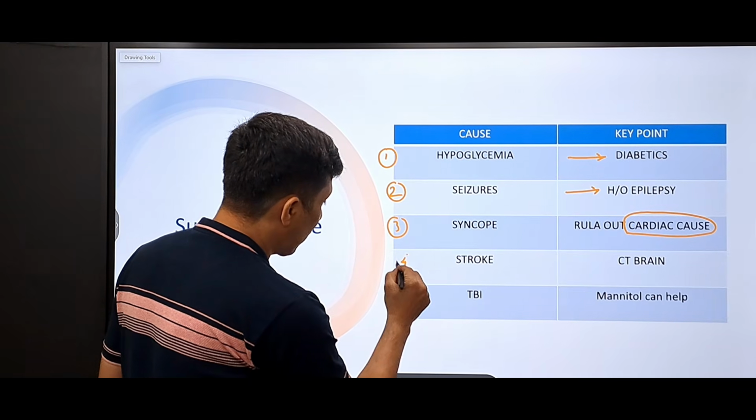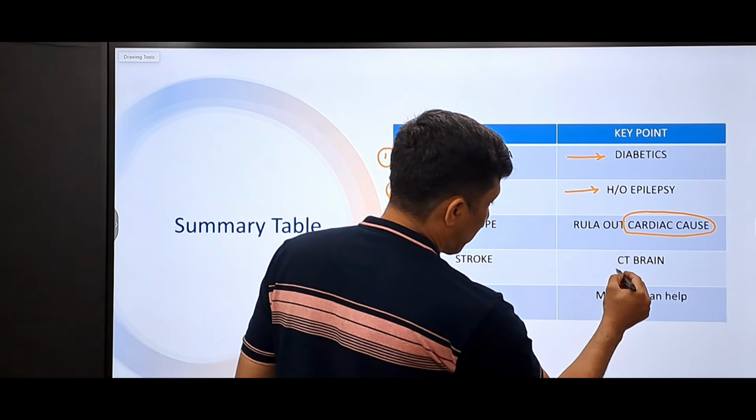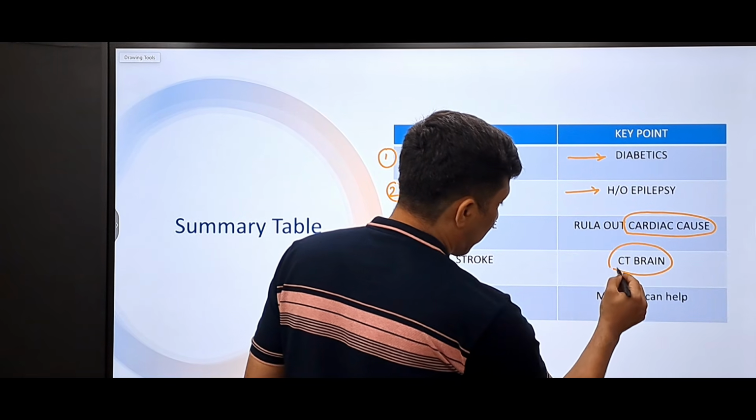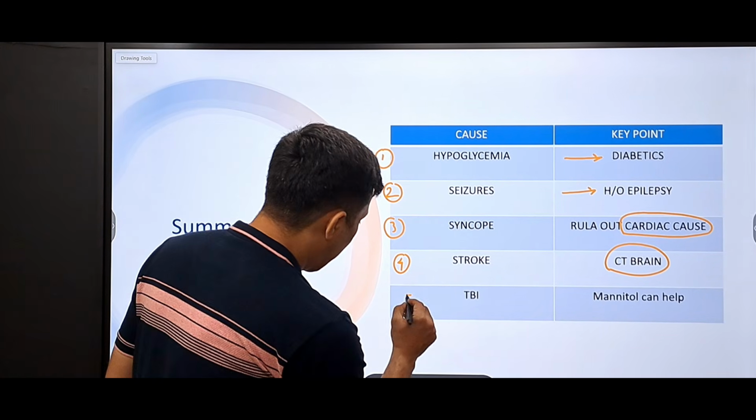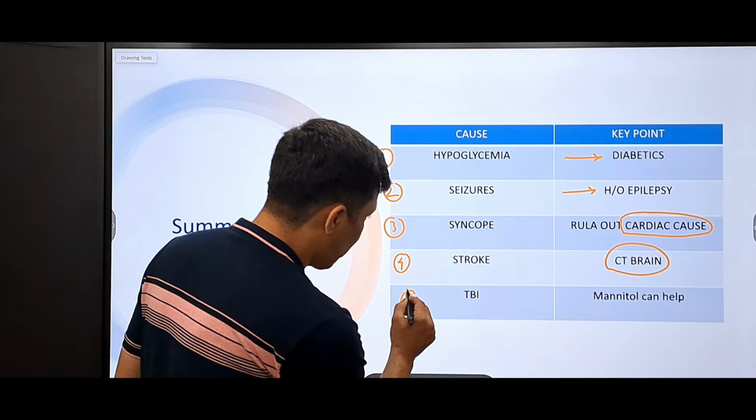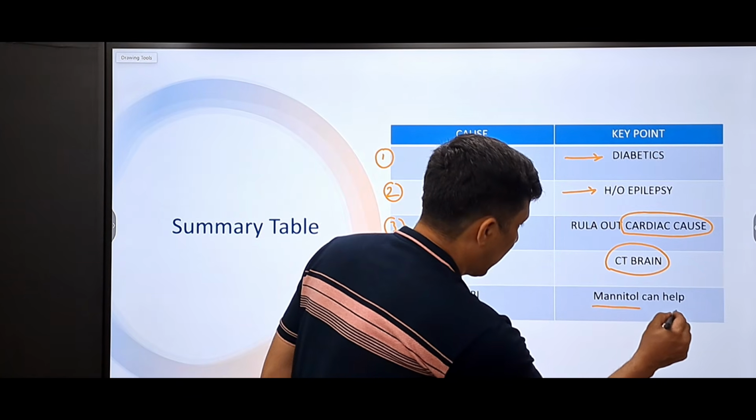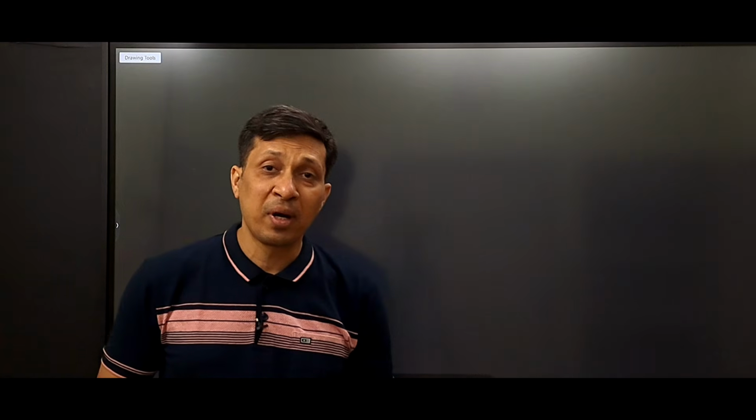In case of stroke, you have to do the important investigation of CT brain to distinguish whether the stroke is hemorrhagic or non-hemorrhagic. And in case of traumatic brain injury, early mannitol can help the patient. So friends, remember, unconsciousness is a symptom and it is not a diagnosis. So always think broadly and act fast.